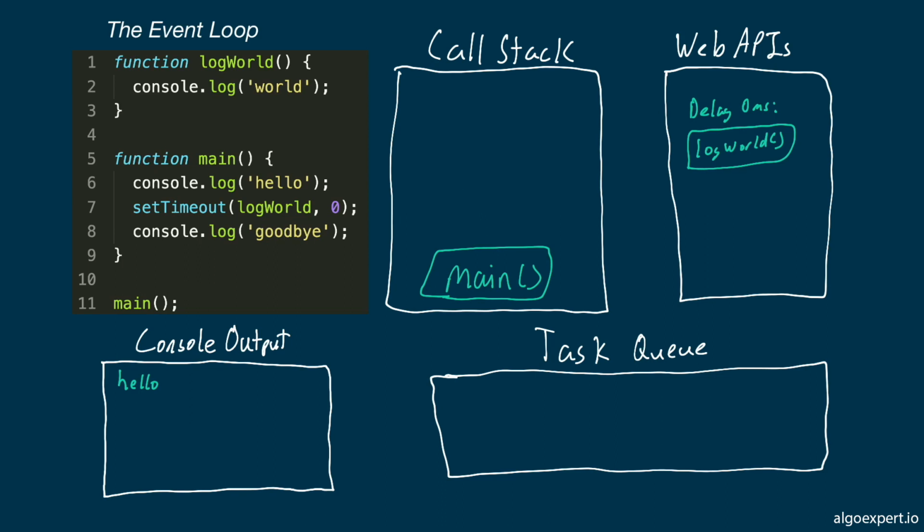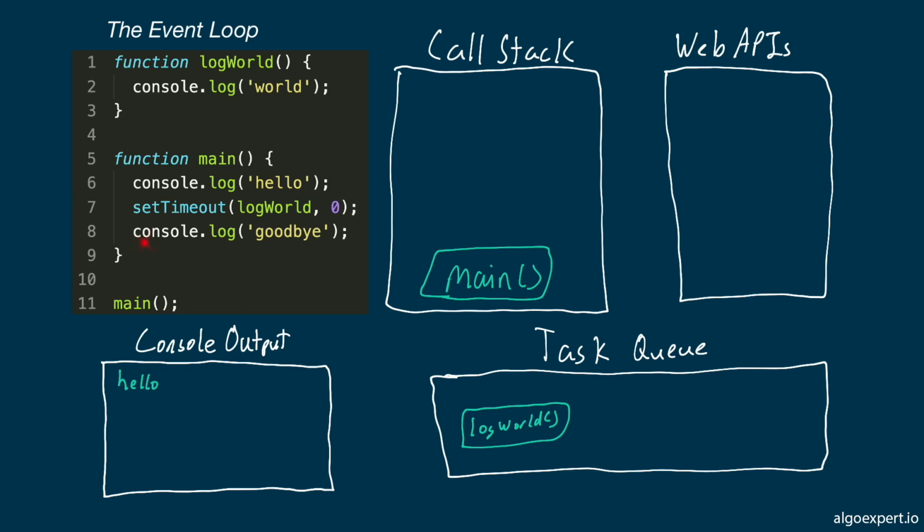But now the web API will say, hey, this is a delay of 0 milliseconds. It's already ready to be moved back into the call stack to be executed. So what it does is it moves this function, the logWorld function, into the task queue. But now logWorld is stuck in the task queue. It cannot move into the call stack until it is empty, which it is not in this case. This means that main will just keep running.